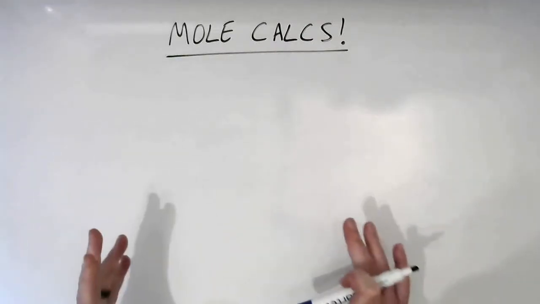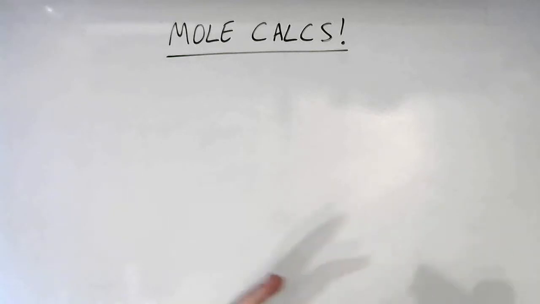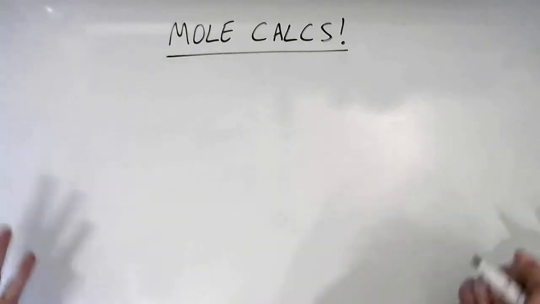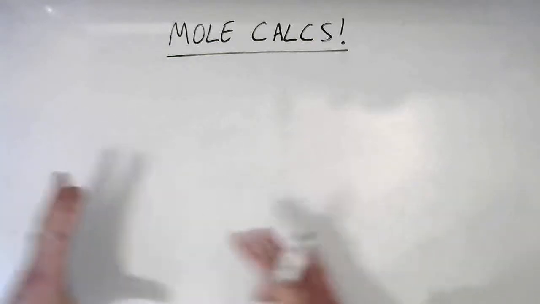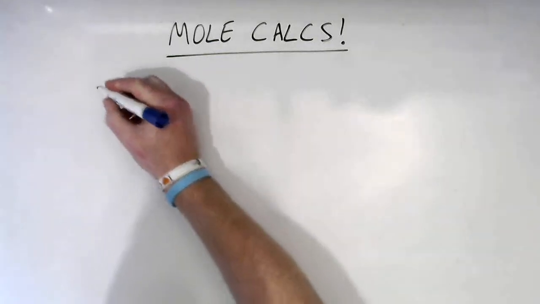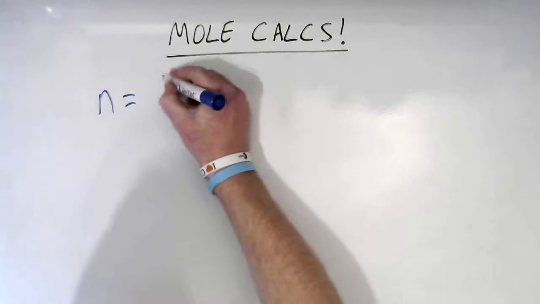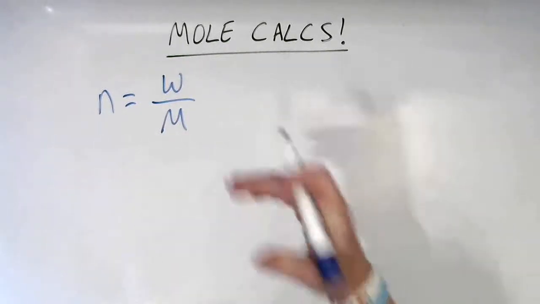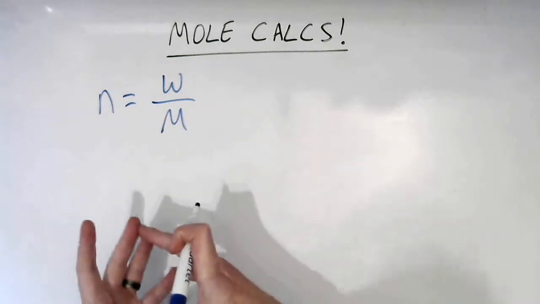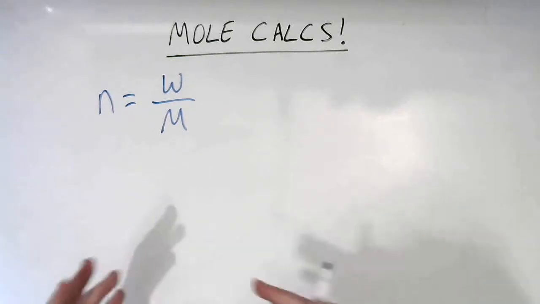Number 5, mole calcs, mole calcs, mole calcs. These are probably the simplest and the most complex things you'll do in A level chemistry. The simplest because there are basically 2 calculations you need to know and bring forward from GCSE, and that's the number of moles equals the mass divided by the molar mass, or the mass divided by the relative atomic mass or relative molecular mass of that compound.